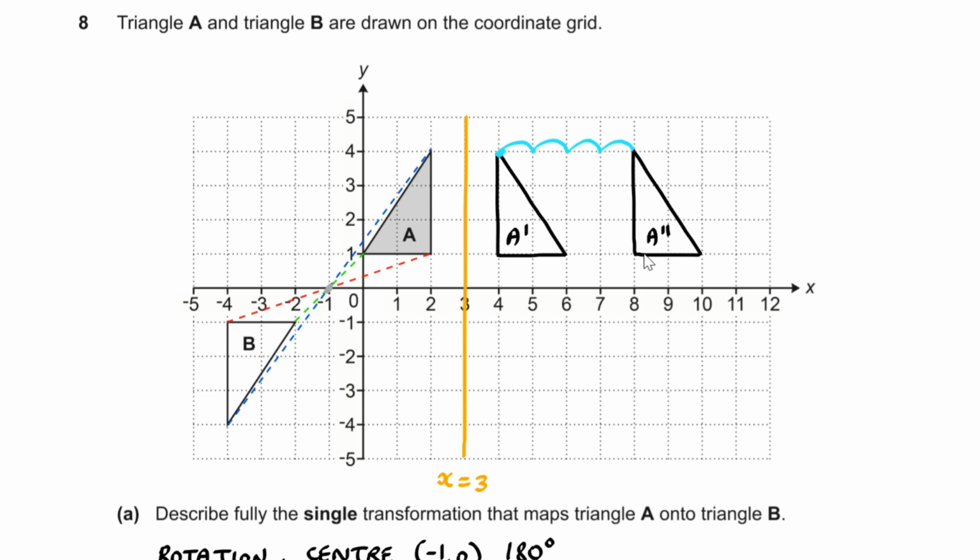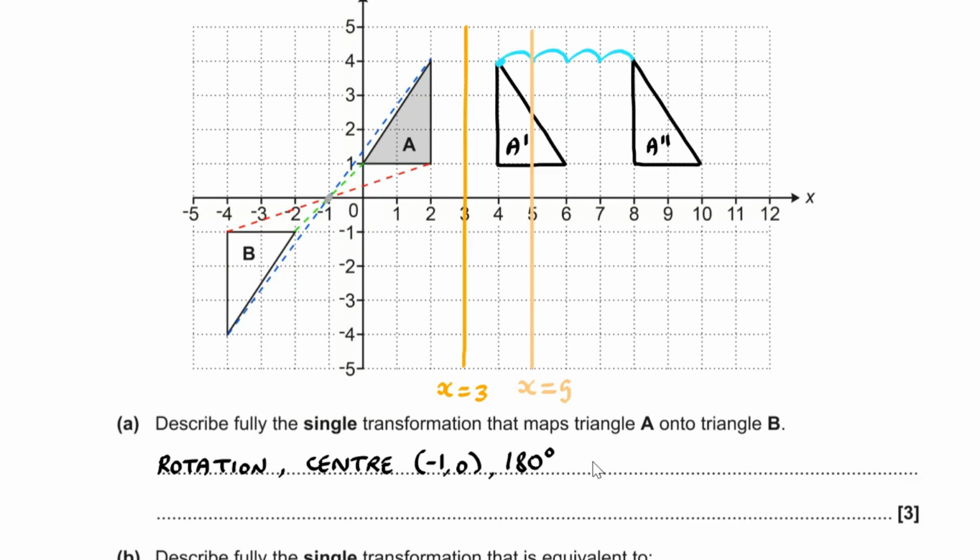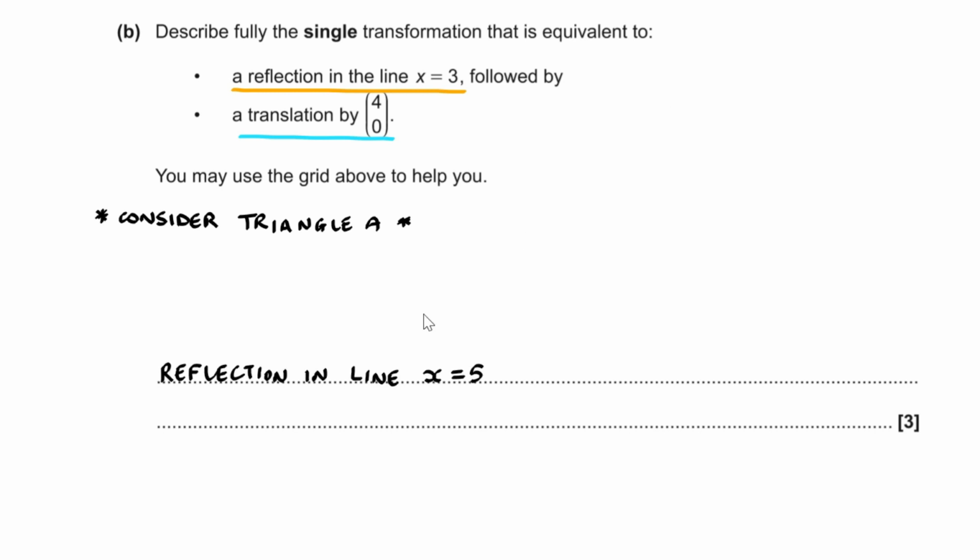This point and this point, they are 6 units away from each other, so half of the 6, that's 3. So if we go 3 units this way, that's the same as going from here to here by 3 units. And therefore, we've got a reflection in the line x equals 5. So we have a reflection in the line x equals 5 being equivalent to these two transformations.